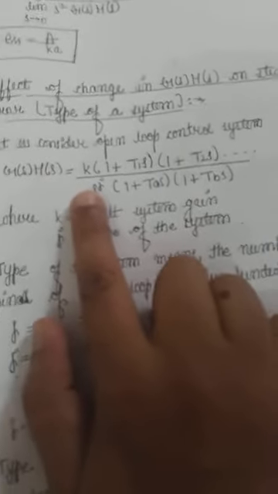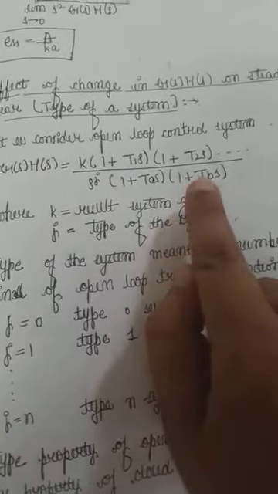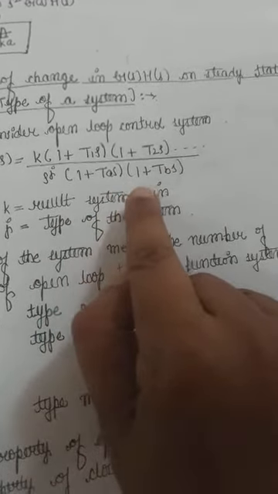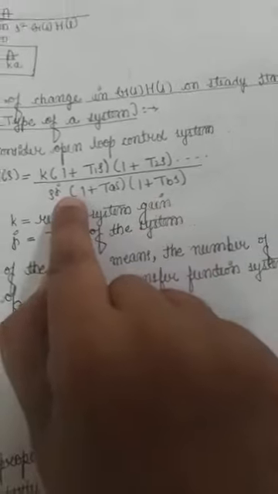Type 0 means j is equal to 0. So if j is equal to 0, then s to the power of j, s to the power of 0, is equal to 1. So we know the general formula: g of s into h of s is equal to k into (1 plus t1 s) into (1 plus t2 s) divided by s to the power of j into (1 plus ta s) into (1 plus tb s). Here s to the power of 0 is 1, so we can write g of s into h of s like this.